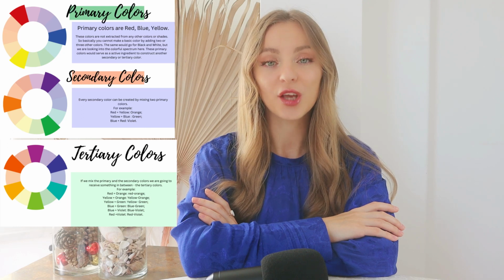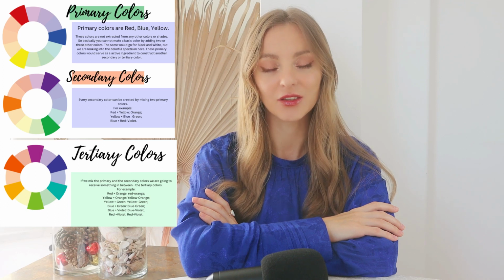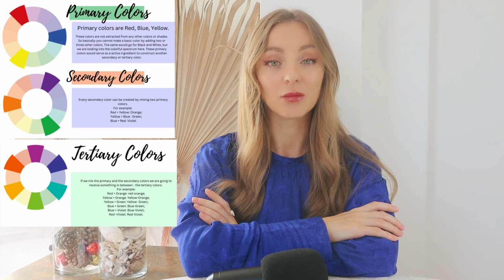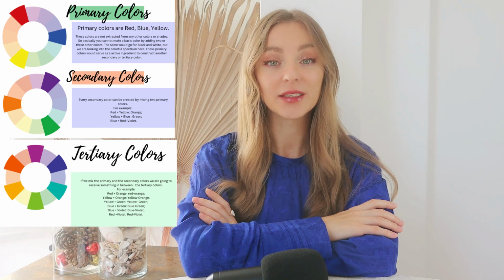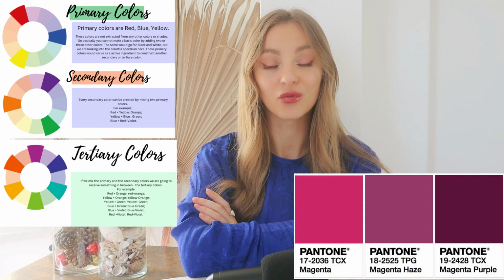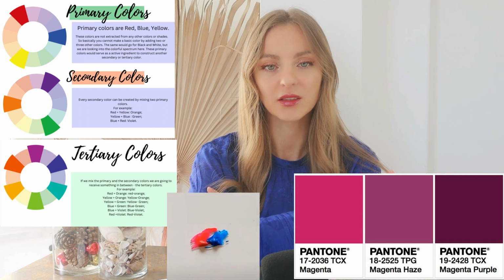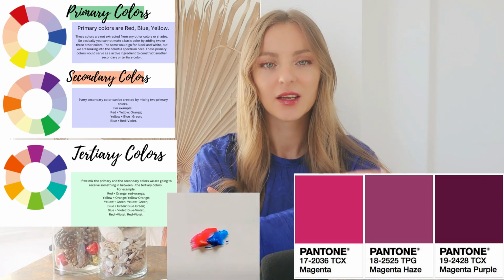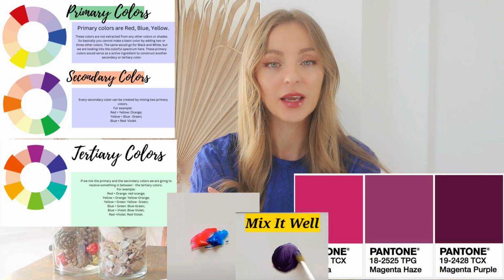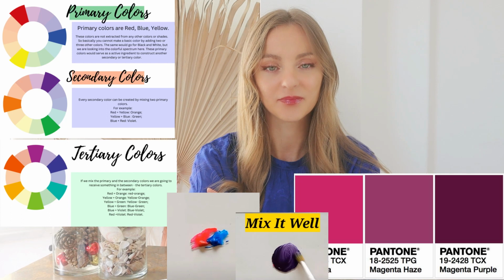And there are also tertiary colors that are basically a mix of primary and secondary colors. For example, magenta is a combination of red with purple. Magenta is a mix of red primary and purple secondary. Purple has been created by adding red primary and blue primary.